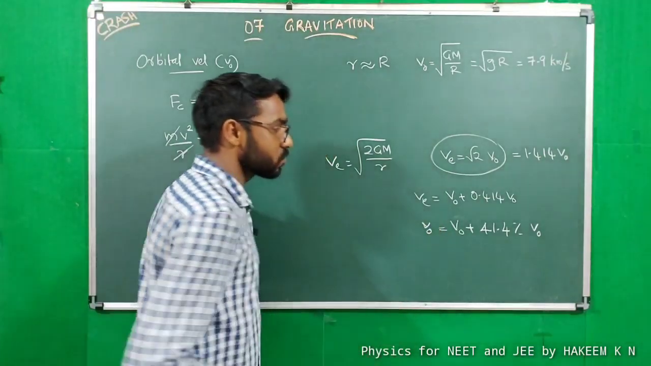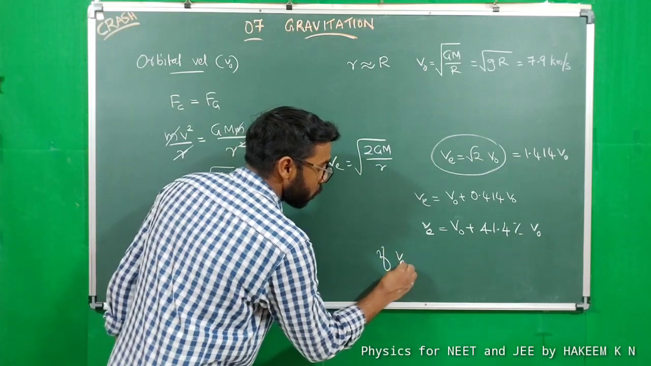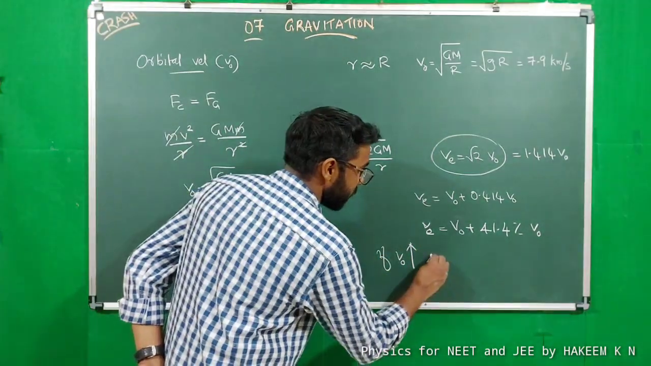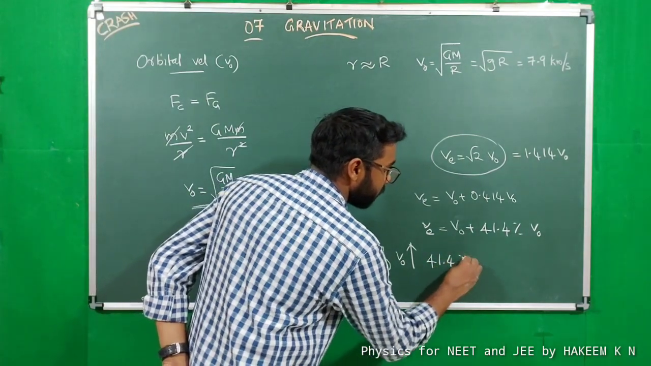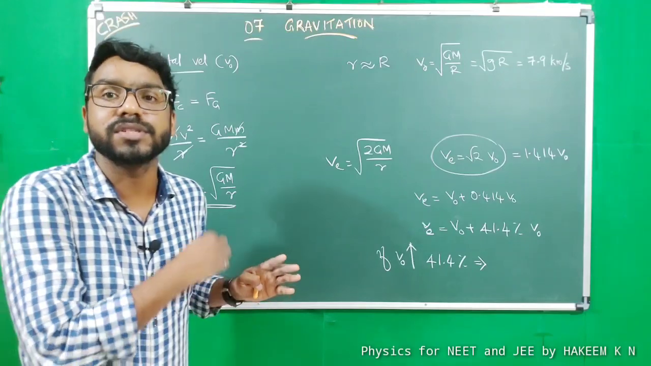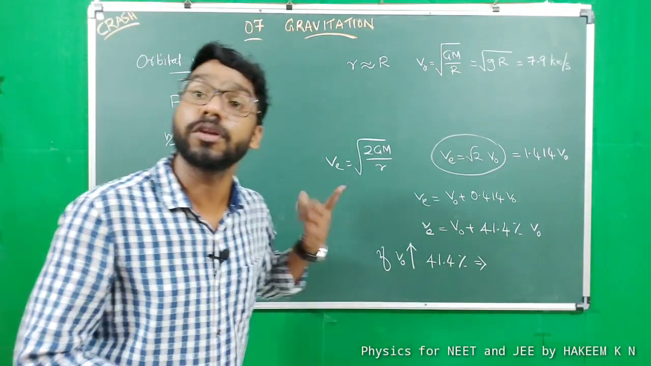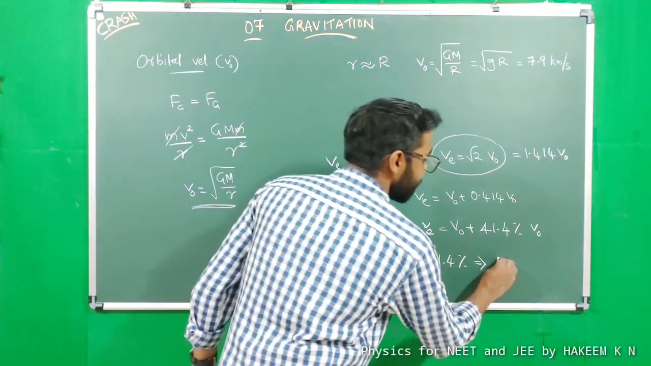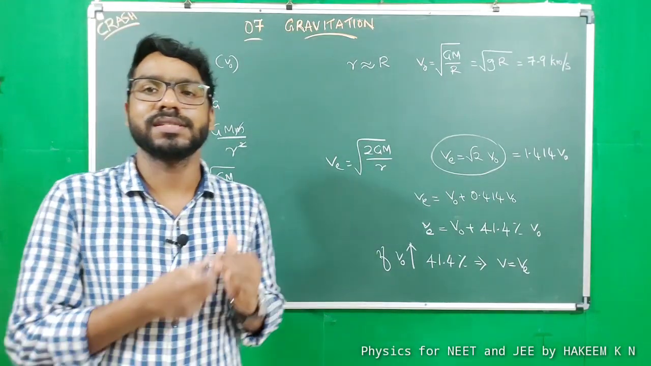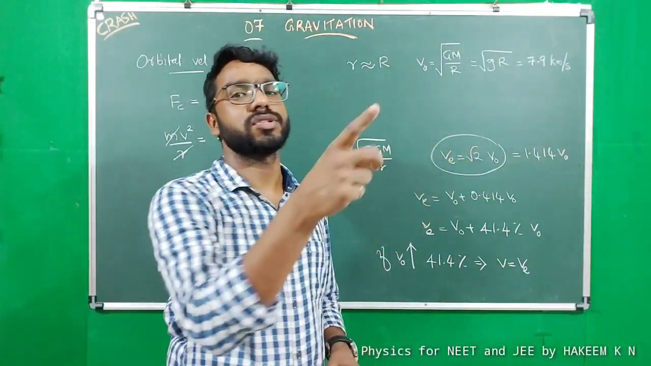That means if the orbital velocity of a satellite increases by 41.4%, then its velocity becomes escape velocity. That means it will escape out of the gravitational attraction.